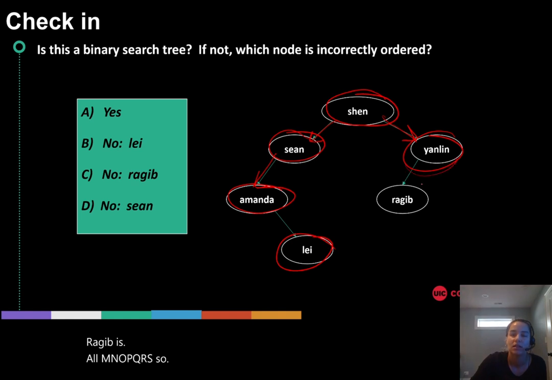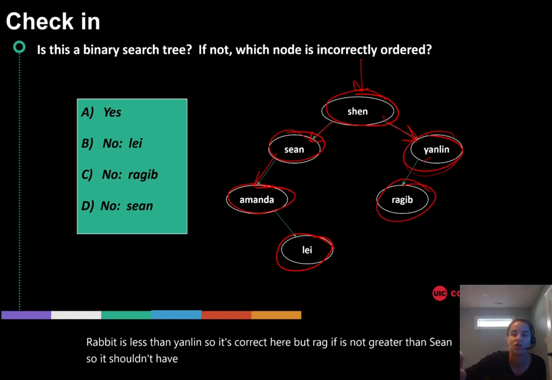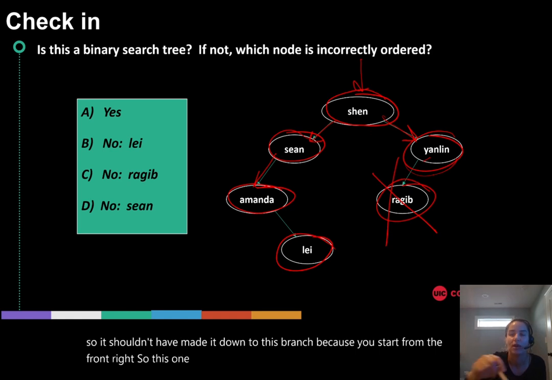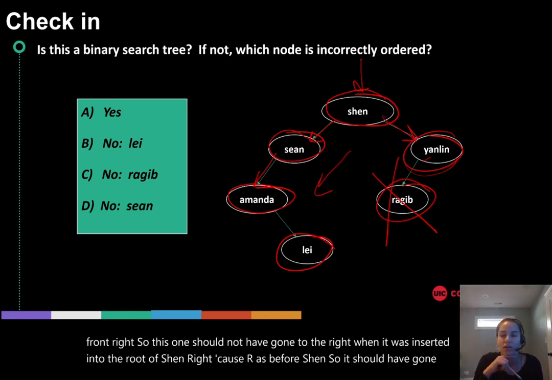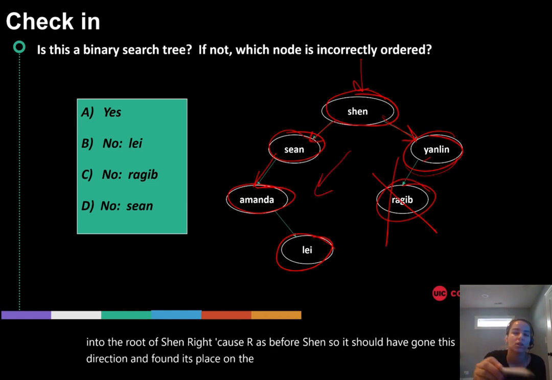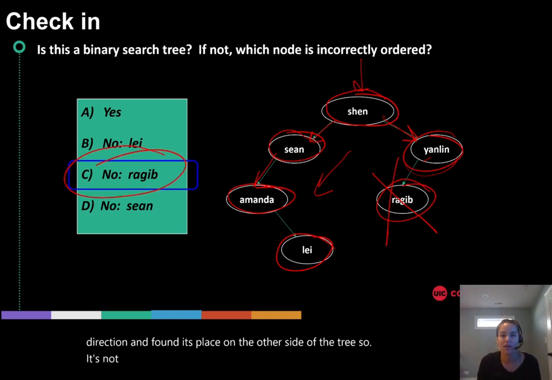Ragib is less than Yanlin, so it's correct here, but Ragib is not greater than Shen, so it shouldn't have made it down to this branch, because you start from the front, right? So this one should not have gone to the right when it was inserted into the root of Shen. Because R is before Shen, it should have gone this direction and found its place on the other side of the tree. So it's not a binary search tree because that element is in the wrong spot.